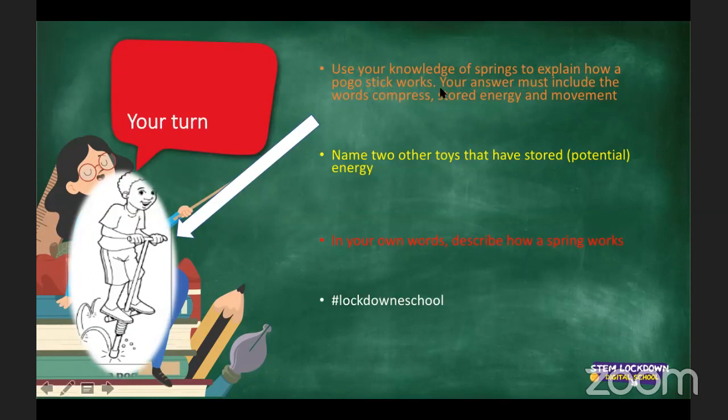We are focusing on the orange words, colored in orange. Use your own knowledge of springs to explain how a pogo stick works. Your answer must include the following words: compress, stored energy, and movement. And as I go through our chat box, here's a picture of a pogo stick, and there's a boy riding a pogo stick.